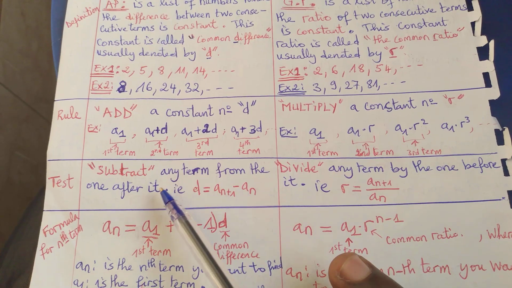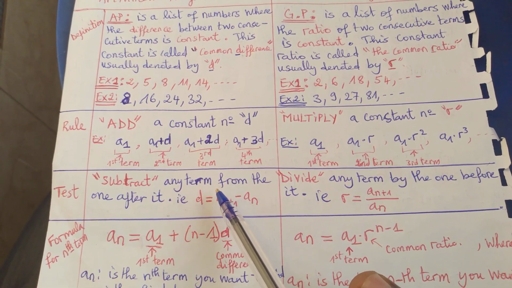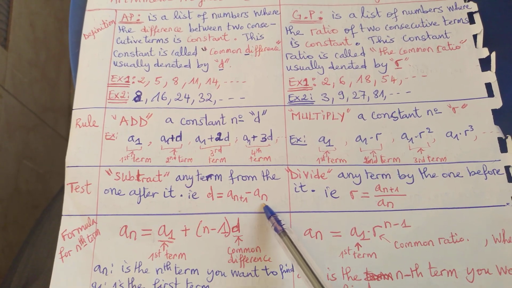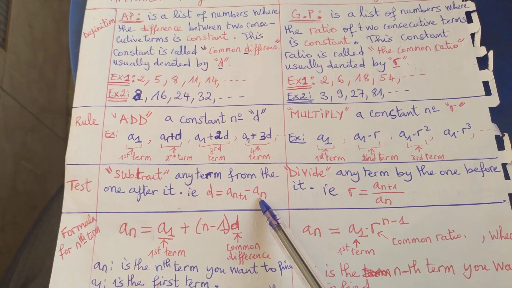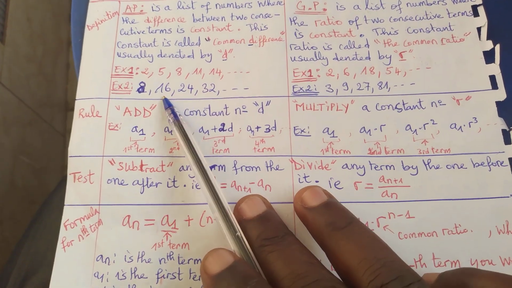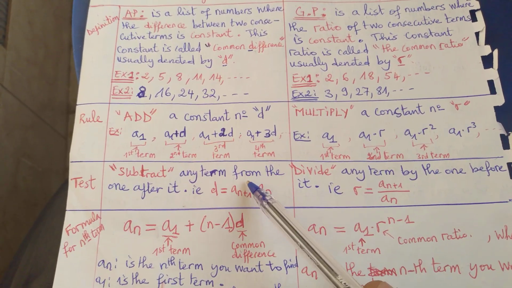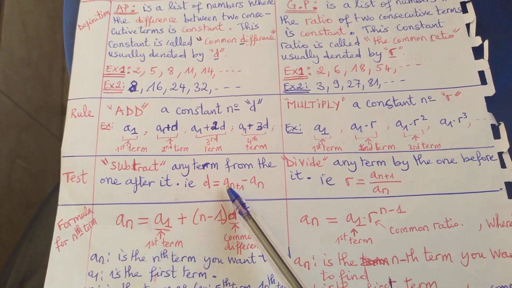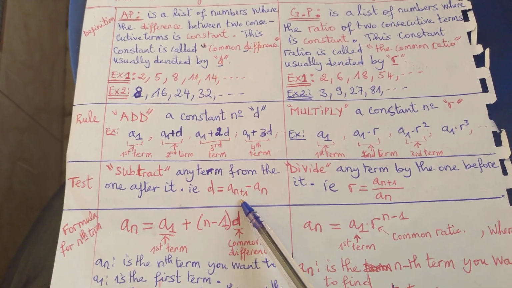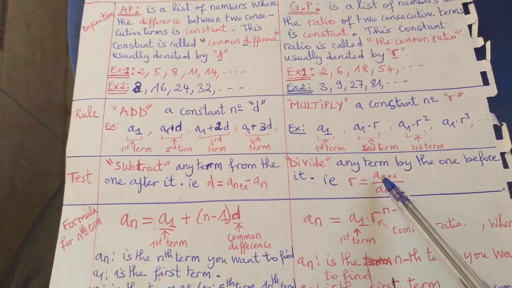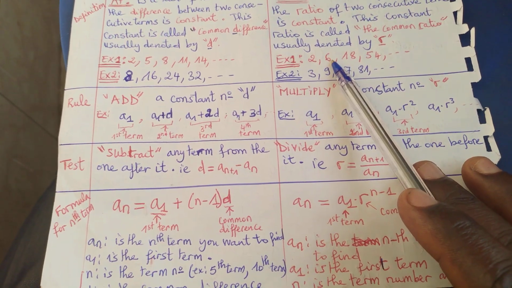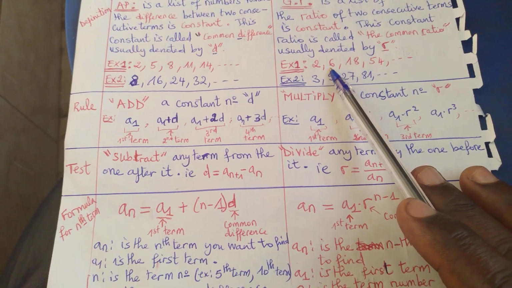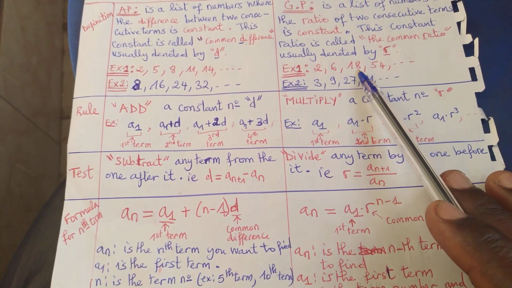In case they ask you to identify whether the progression is arithmetic or geometric, take the difference between two consecutive terms. Like 5 minus 2, it gives you 3. 8 minus 5, it gives you 3. When you have a common difference, it is an arithmetic progression. Now if it does not work with the difference, use that same list of numbers but take the ratio. That means you take 6 divided by 2. What do you obtain? Again, you take 18 divided by 6, and 54 divided by 18.